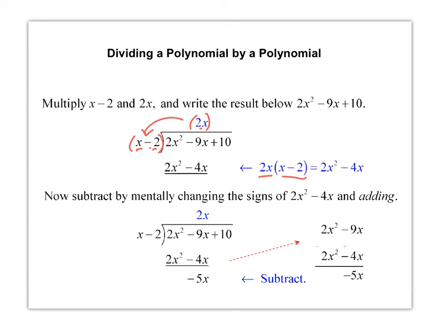So we write this as 2x squared minus 2x squared, and negative 9x minus a negative 4x. We are subtracting the entire quantity. Then 2x squared take away 2x squared is 0, and negative 9x minus a negative 4x is the same thing as minus 9x plus 4x. That gives us negative 5x. And then we're going to bring down that next term of plus 10.